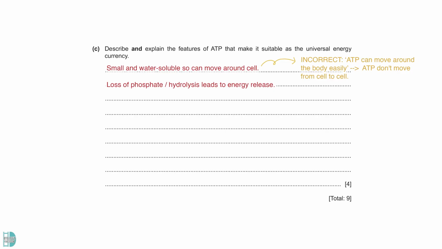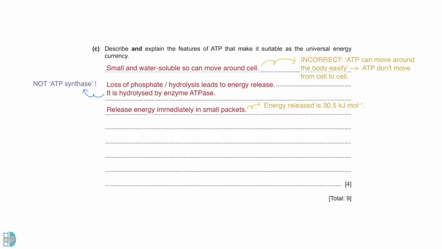The reaction is called hydrolysis, and it is catalyzed by an enzyme called ATPase. Be careful when stating the enzyme. Many students mistakenly say that ATP synthase is the enzyme that hydrolyzes ATP. This is a quick process which releases energy immediately in small packets. You can also get this mark by providing the value of the energy release.